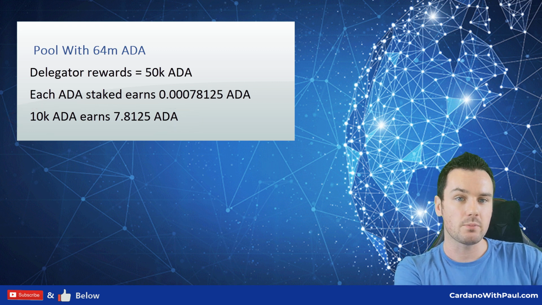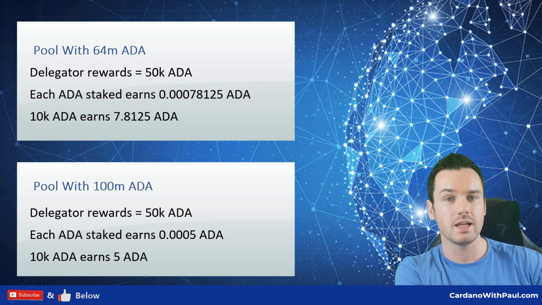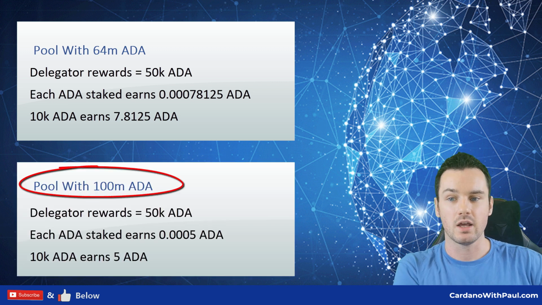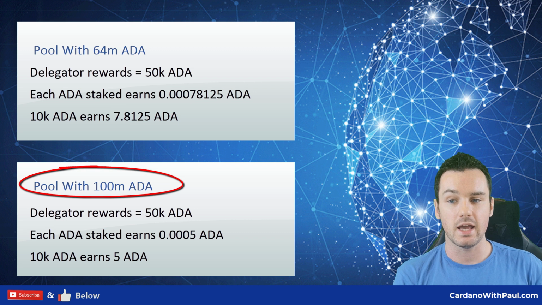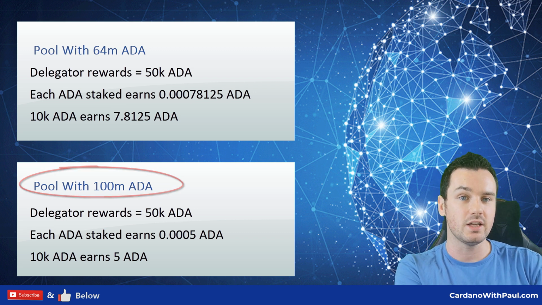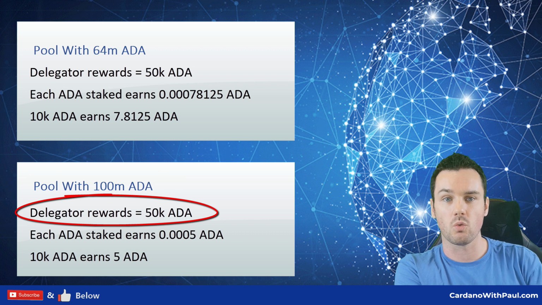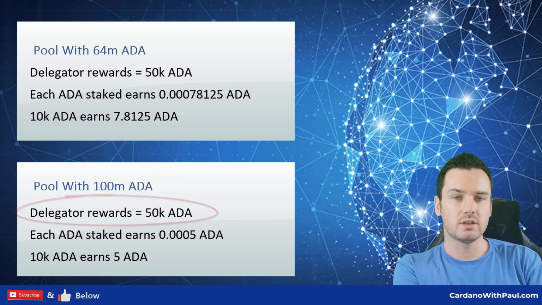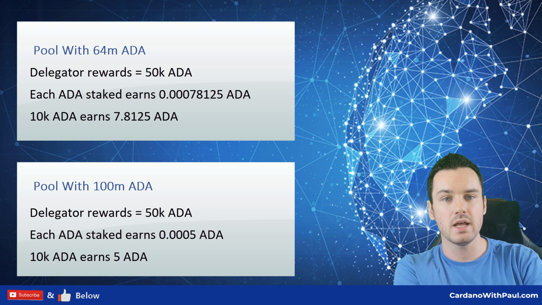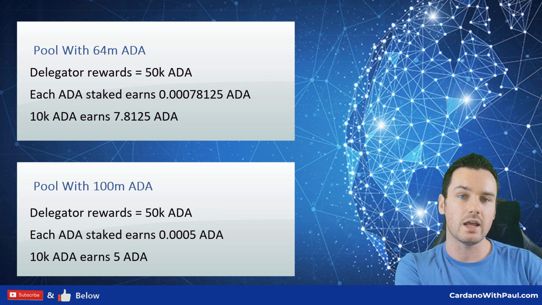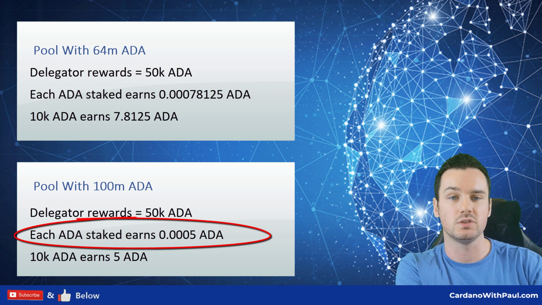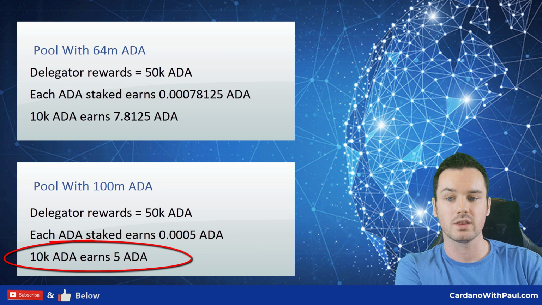Now, if that pool actually had 100 million ADA in it, what does that mean? Well, if the pool had 100 million ADA in it, the delegators still get the same rewards. They still get 50,000 ADA as the rewards for that pool, but that is then split over the 100 million ADA that is staked to the pool. So that means that the reward per ADA in that pool is then brought down to 0.0005. So your 10K ADA would then only be earning you 5 ADA.